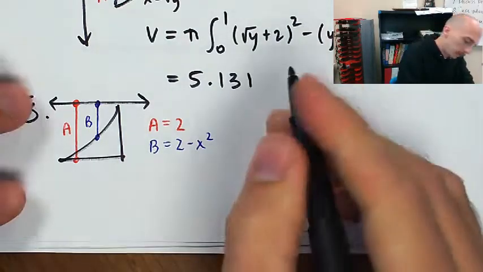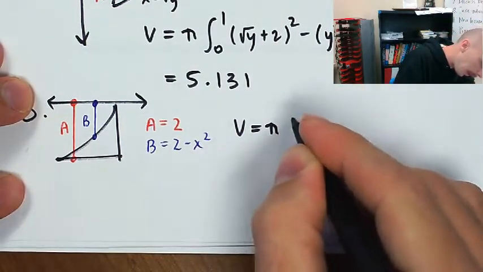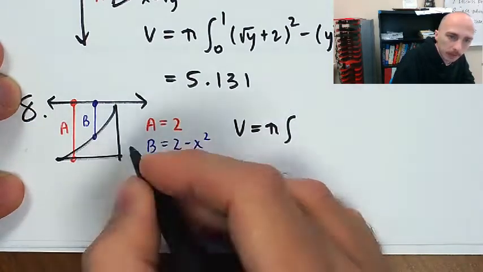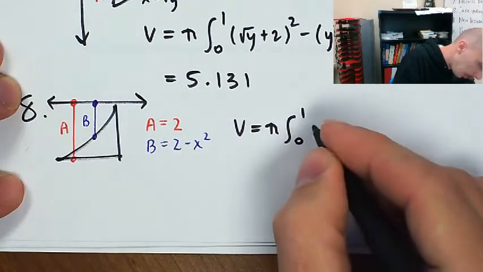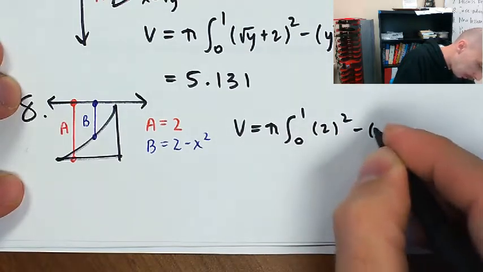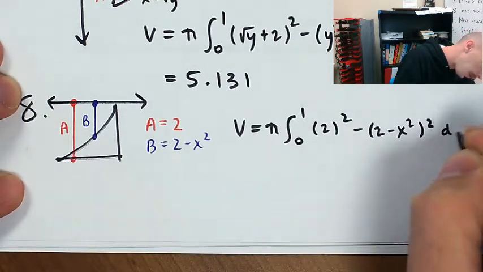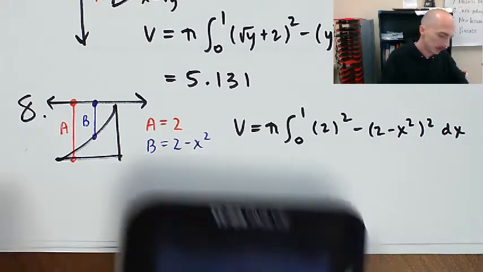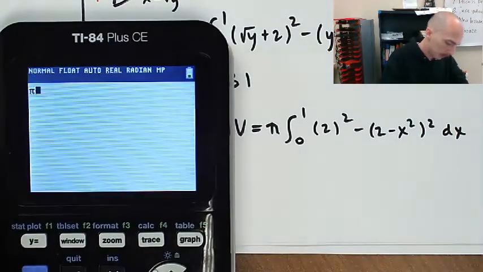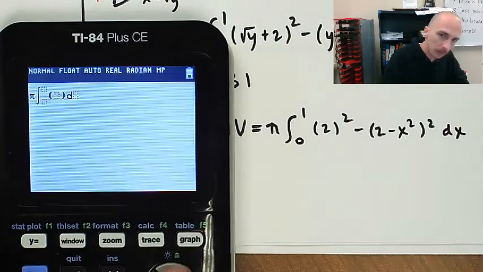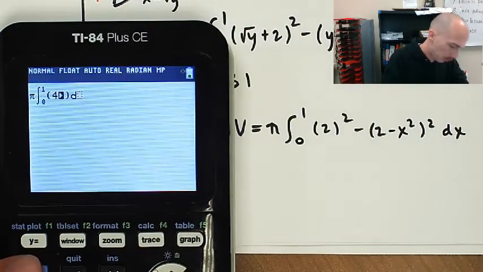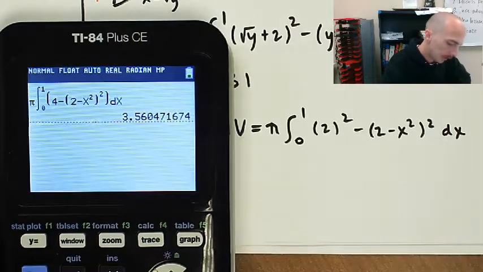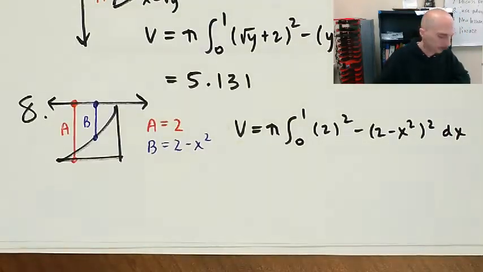We know that our volume is going to equal pi times the integral from x equals 0 to x equals 1 of large radius squared minus small radius squared dx. So I've got pi times the integral from 0 to 1 of 4 minus (2 minus x squared) squared dx. I get 3.560.